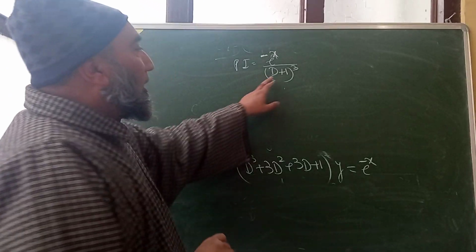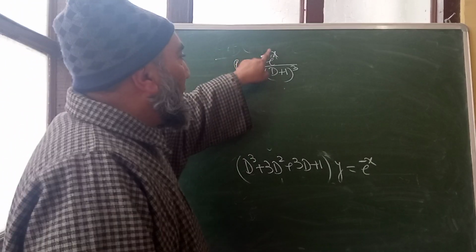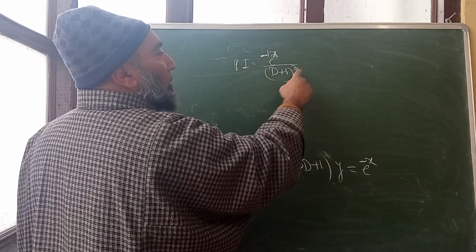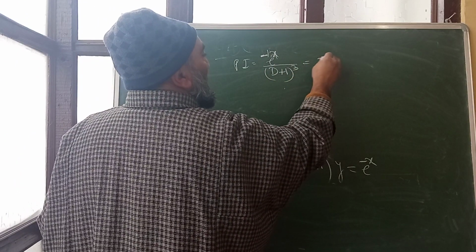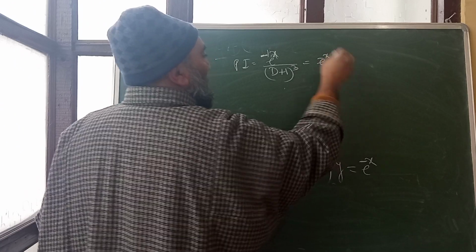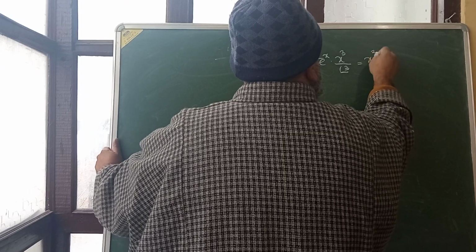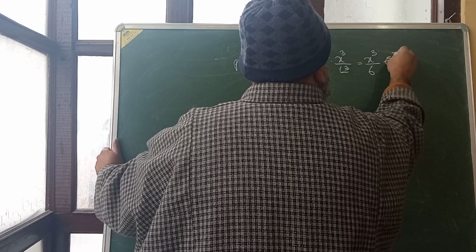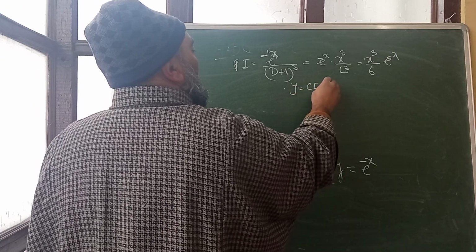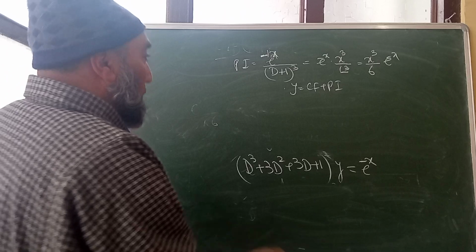You see, this is a case of failure because you have to replace D by minus 1. D by a is minus 1 over here. So this is a case of failure and r is 3. So what is the solution? e to the power minus x, x to the power 3 by factorial 3. Fine. So it is x cube by 6 e to the power minus x. So the general solution is the same, CF plus PI. Got it? The case of failure was there. One more question.